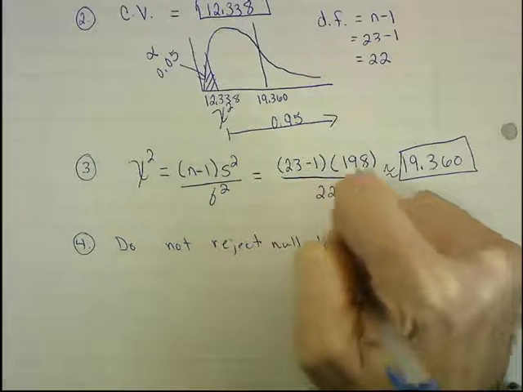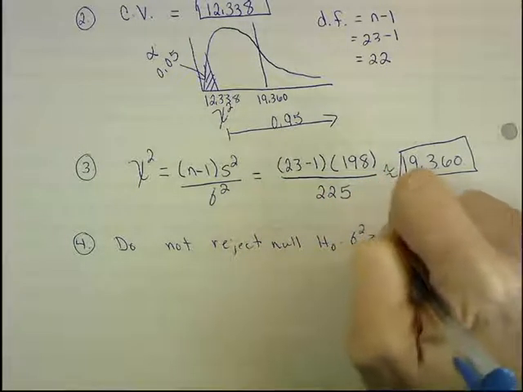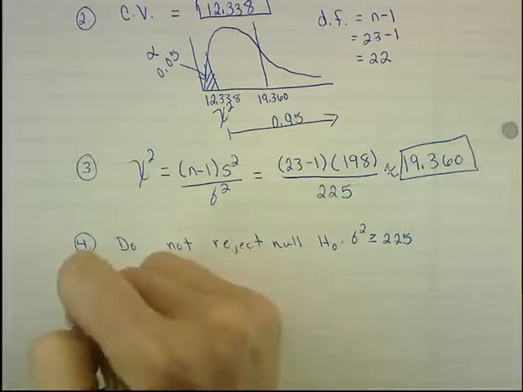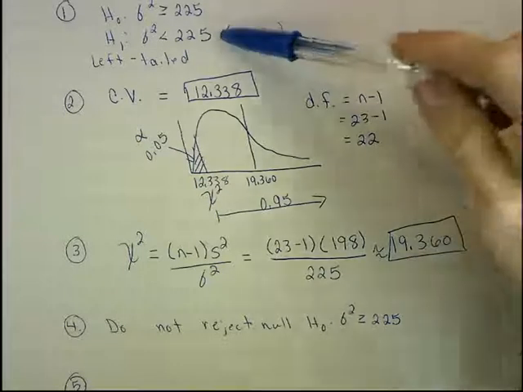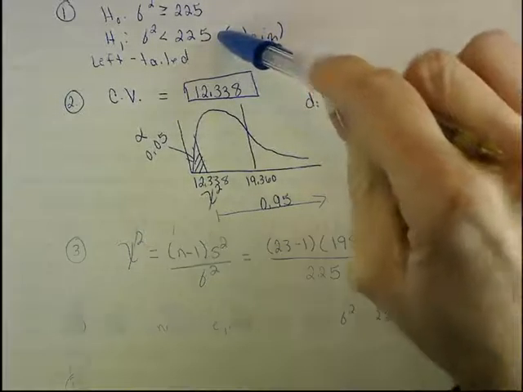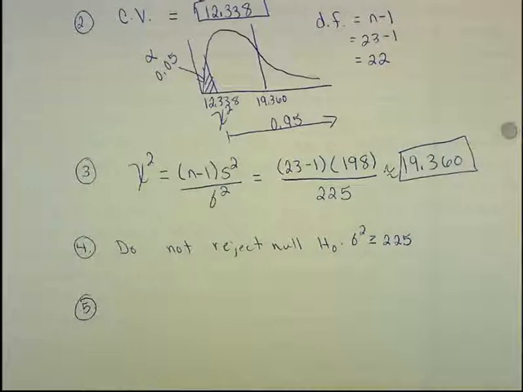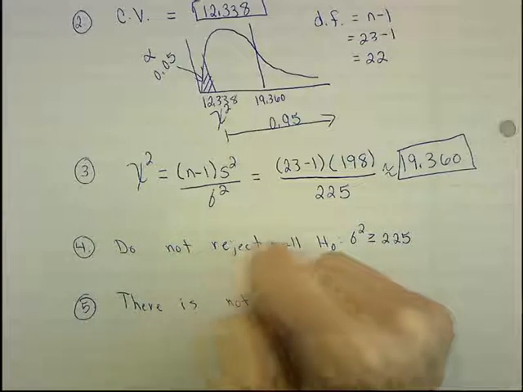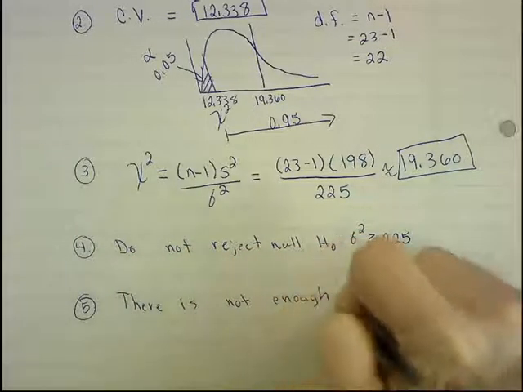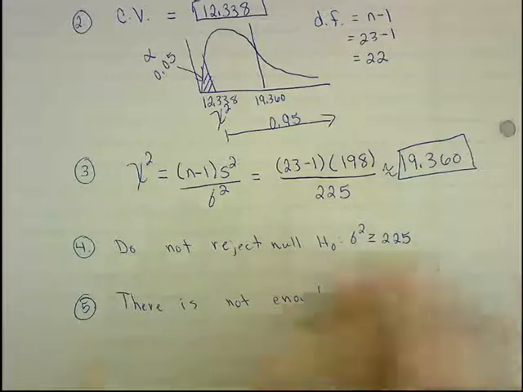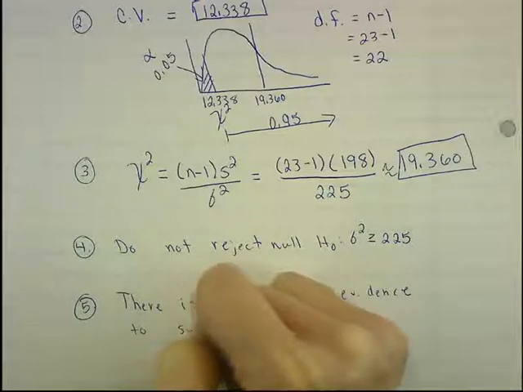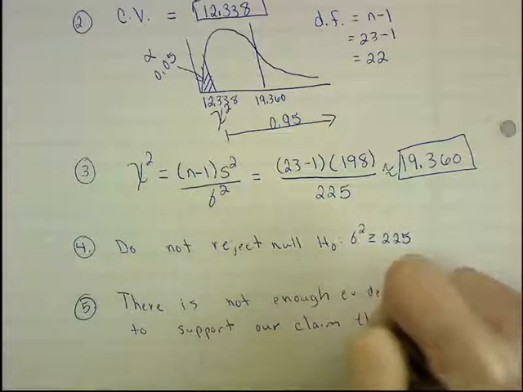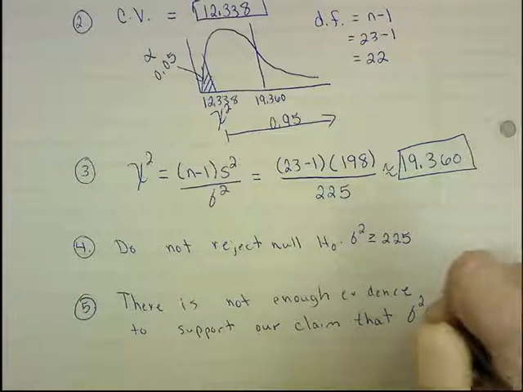And the null statement said that sigma squared was greater than or equal to 225. So what does that mean about our claim? If the claim is the alternative that says it's less than, and we're not rejecting the null statement that says it's greater than or equal to, there is not enough evidence to support our claim that the variance is less than 225.